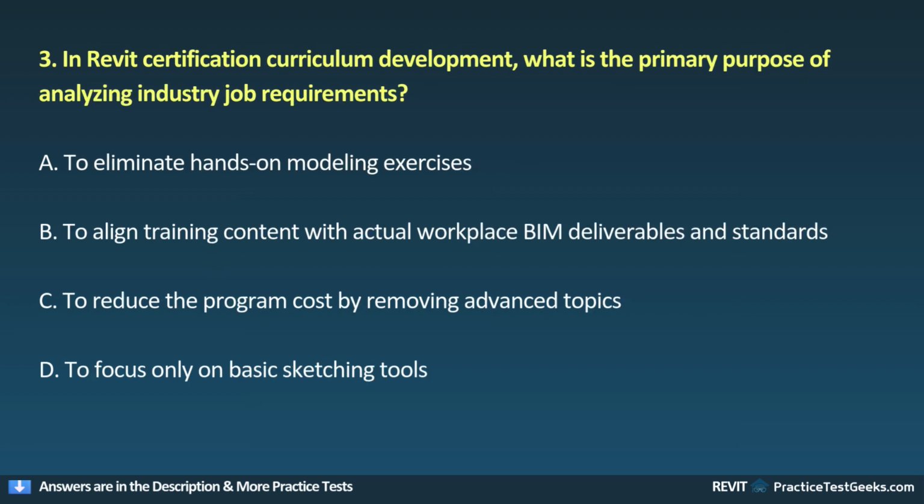3. In Revit certification curriculum development, what is the primary purpose of analyzing industry job requirements? A. To eliminate hands-on modeling exercises. B. To align training content with actual workplace BIM deliverables and standards. C. To reduce the program cost by removing advanced topics. D. To focus only on basic sketching tools.